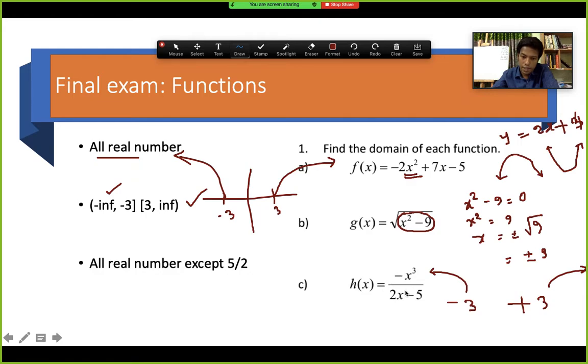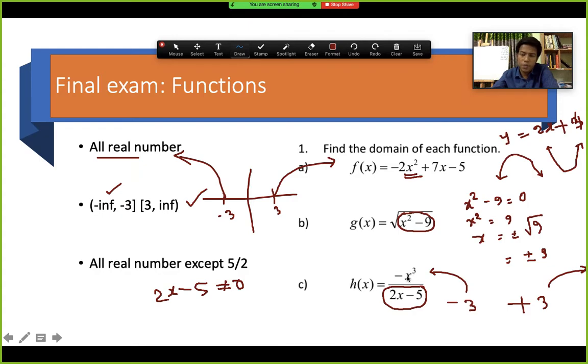So next one, this one is our denominator has to be something not equal to 0. That means twice x minus 5 cannot be equal to 0. It should not be equal to 0. What is wrong if it is 0? Because if it is 0, then the function is undefined.